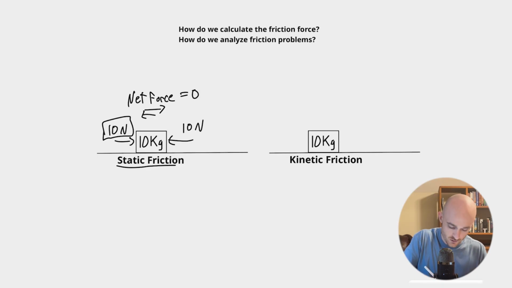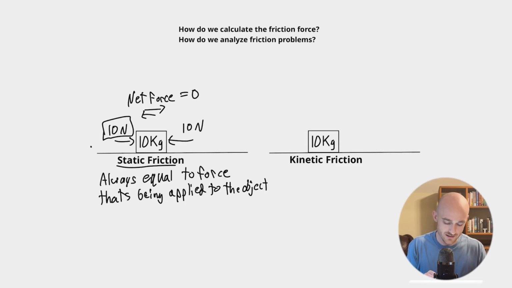So the friction force is always equal to the force that's being applied to that object. Now let's say that we start to increase the force that we're applying to this box. And let's say that we end up getting to a force of 40 newtons. And right when we hit 40 newtons, the object starts to move to the right. That means that the 40 newtons must be higher than that friction force that points to the left.